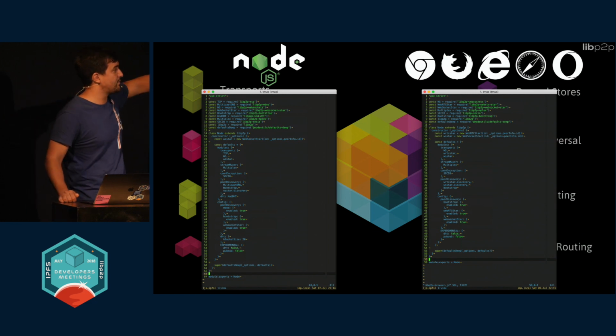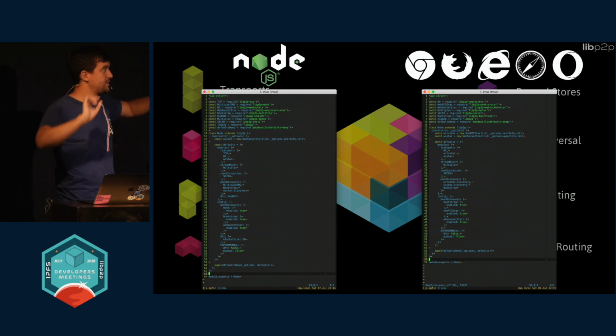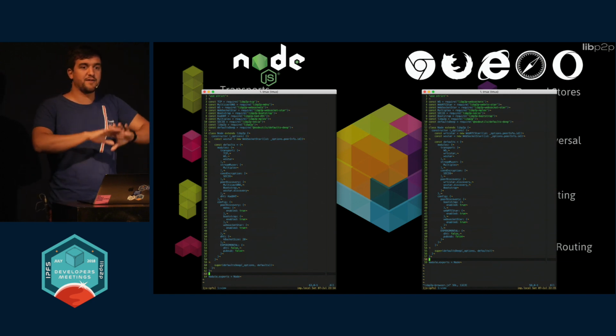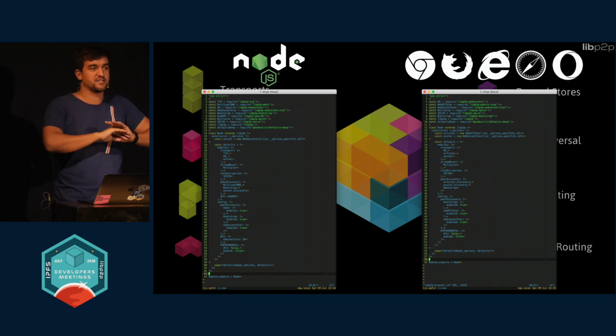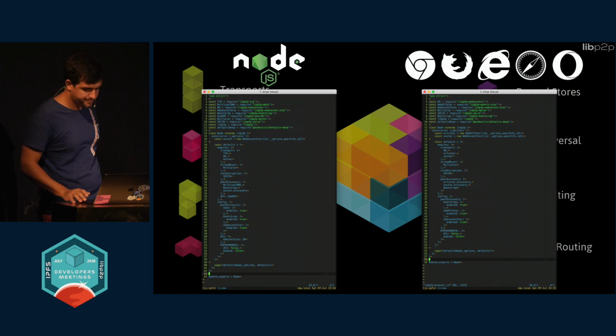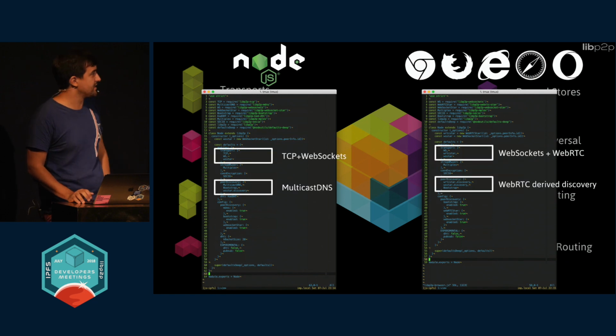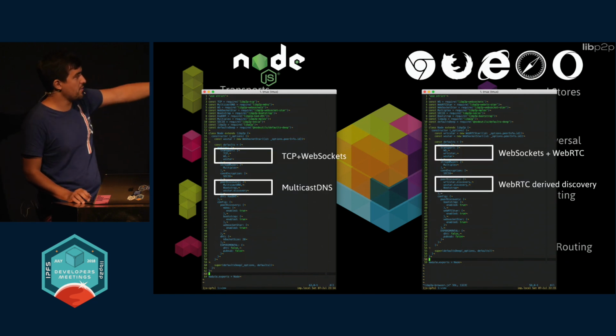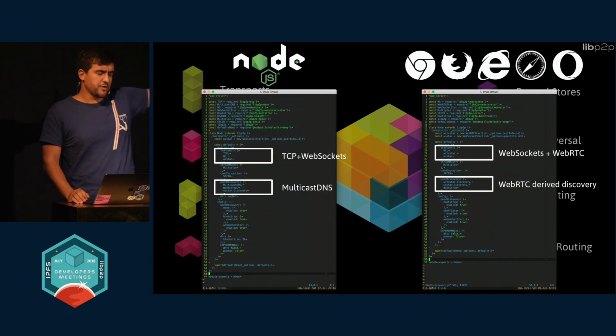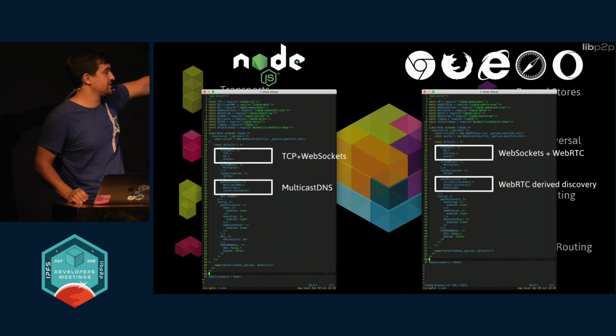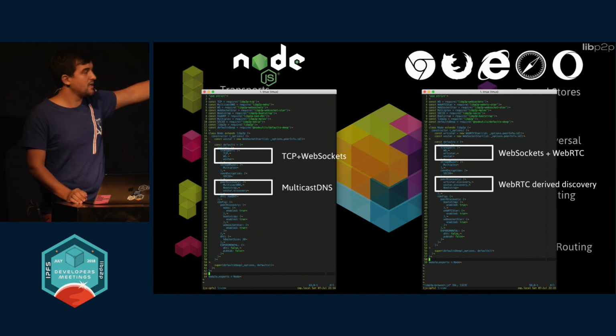And this is what JS IPFS uses. So when we switch from JS IPFS in Node to the browser, we only change one file. Everything else stays intact. Your application doesn't have to change one single line of code. And you can notice the differences here. The differences is that in Node we have access to TCP and WebSockets and other transports, but by default we use just these two, and multicast DNS, while in the browser we have WebSockets and WebRTC.